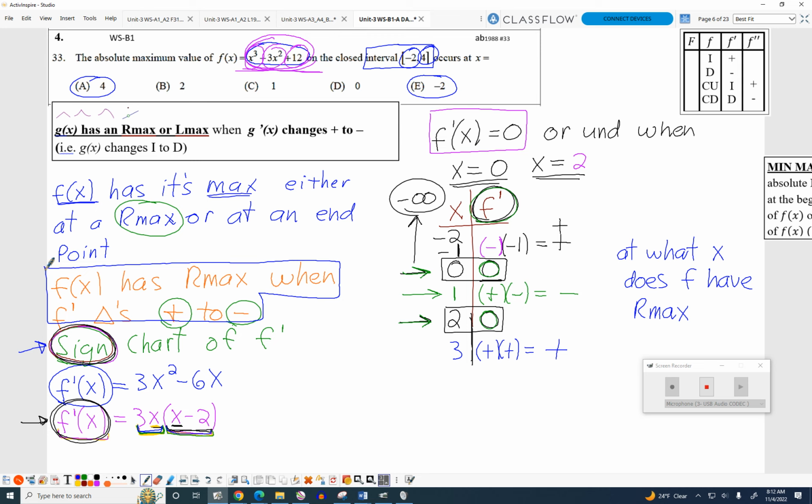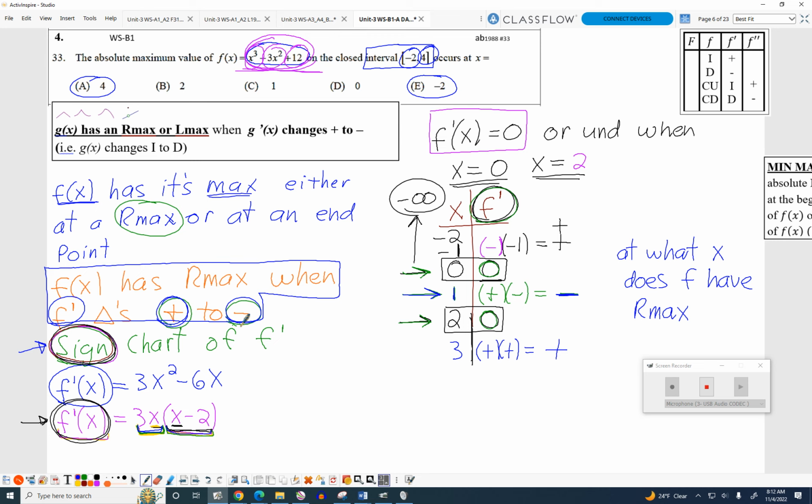So at x equal 1, f prime is already negative, so not there, but close. We're looking for the exact x where f prime stops being positive and switches and becomes negative. 2 points for Sam.